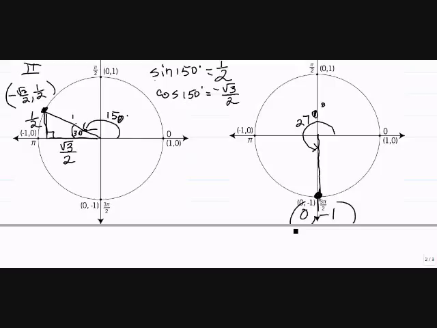Okay. Cosine is the x-coordinate. Sine is the y-coordinate. The cosine of 270 degrees is 0. And the sine of 270 degrees is negative 1.